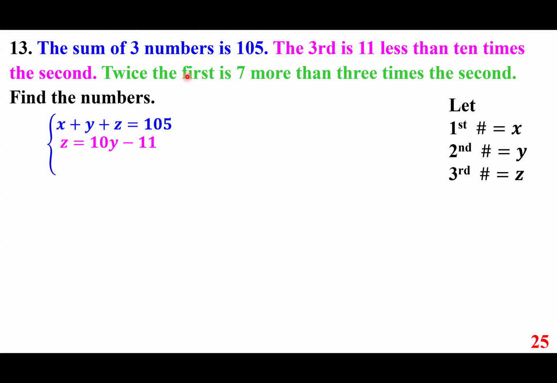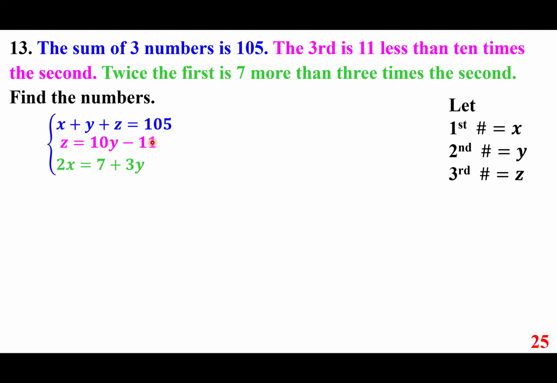Twice the first. X is the first one. Twice the first, 2X, is 7 more, is 7 plus, more than 3 times the second. Is the second, 3 times y. So 2X is 7 plus 3y. So each sentence gives us an equation, and now we can find the numbers. I hope you see how we did the translation here, everybody.